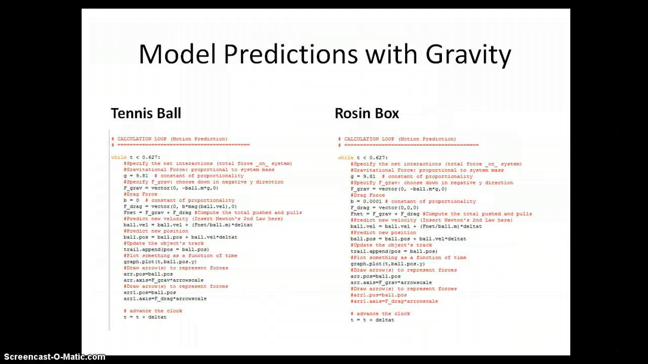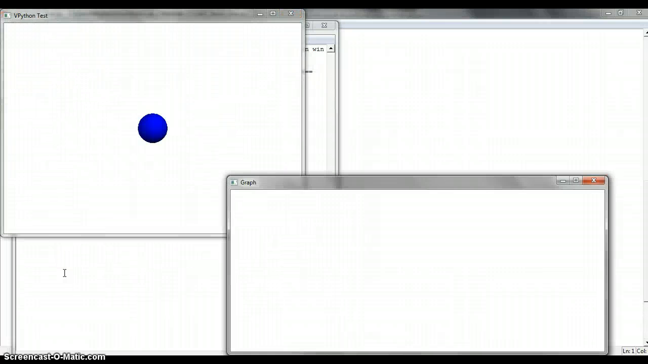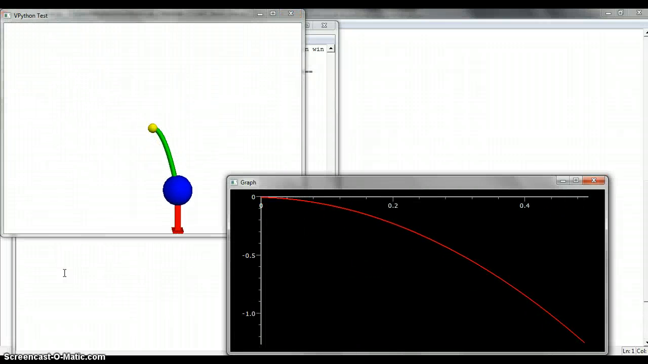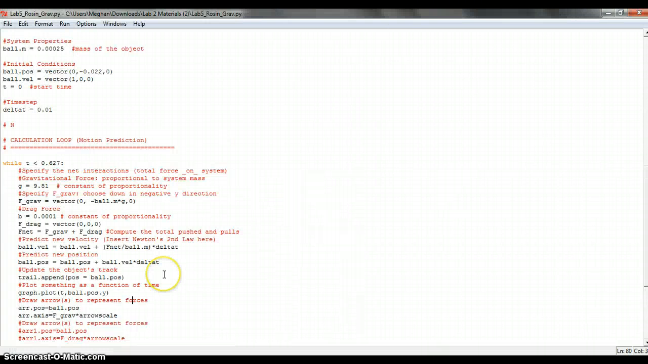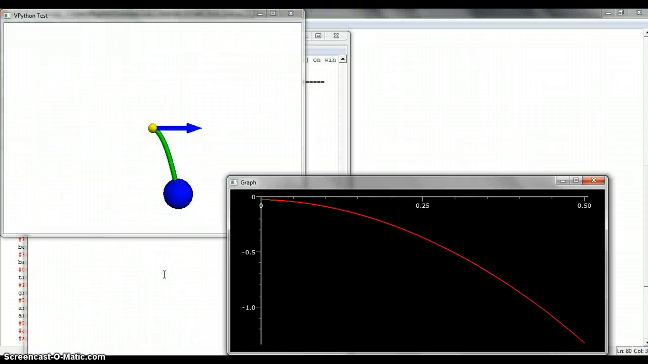I then predicted the motion when gravity is the only force, where gravity equals negative mg, which is the mass of the ball times the force of gravity, which is 9.81, and F net being the force of gravity plus the force of drag, where the force of drag is 0 in this case. So this is the model of the tennis ball when gravity is the only force acting upon it. And as you can see, it's also very parabolic, and the red arrow represents the force of gravity. And this is the model predicted by VPython for the rosin box when gravity is the only force.